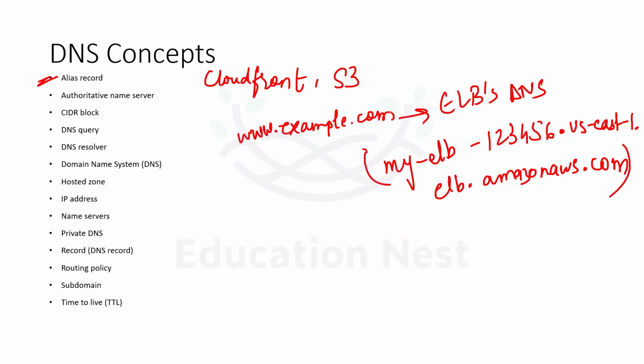So what will happen? The domain name of your website would be directly mapped to the ELB's domain name. This DNS for the ELB will be automatically created when you create your ELB, right? So this is how the alias record works. It maps your domain name to the AWS resource instead of an IP address. So this was the first concept.